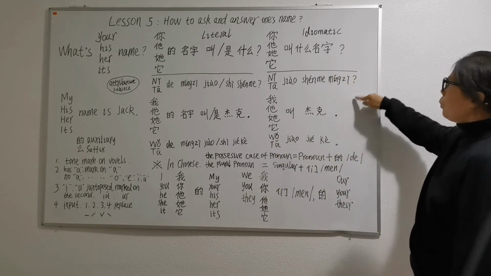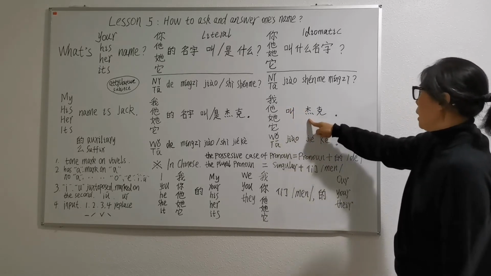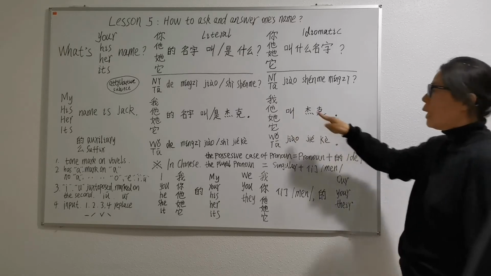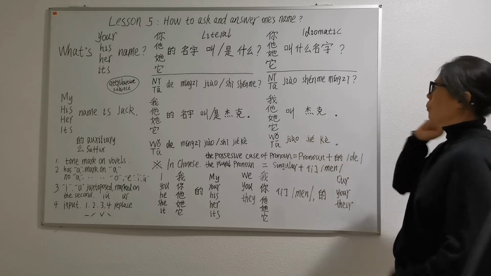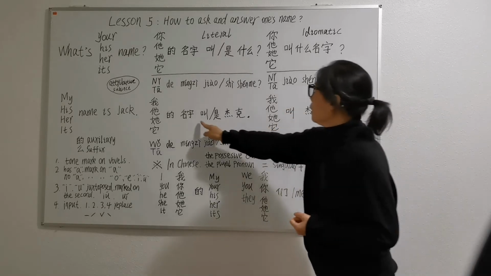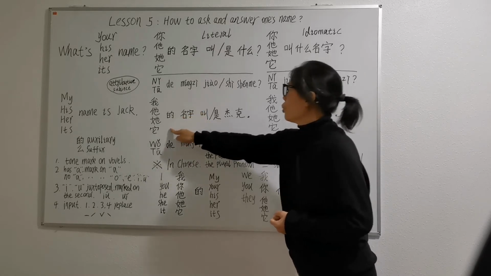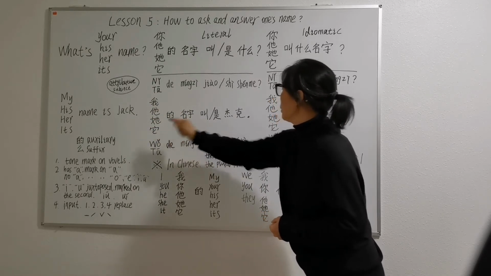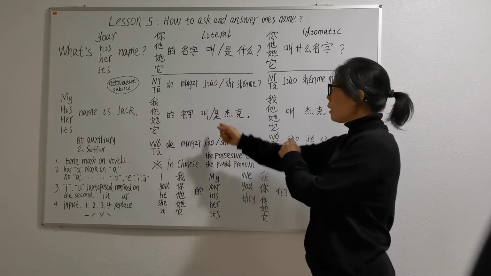And the idiomatic version. Look, my name is Jack. 我叫杰克. His name is Jack. 他叫杰克. Her name is Jack. 她叫杰克. Its name is Jack. 它叫杰克. Still the same. The subjects are pronouns. And in the literal version, the subjects are nouns, 名字, name. Still, the possessive pronouns are attributives. Still, idiomatic sentences are shorter than literal sentences.